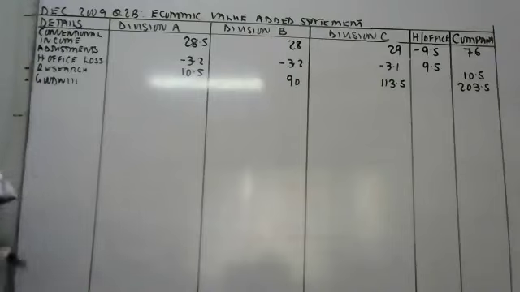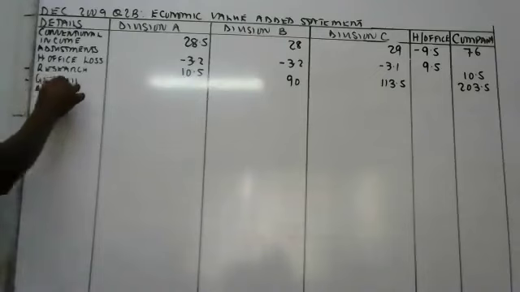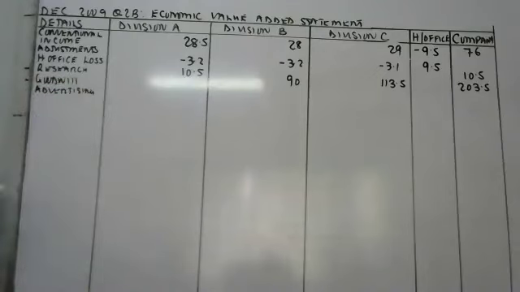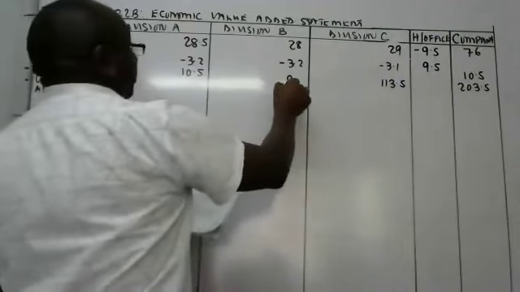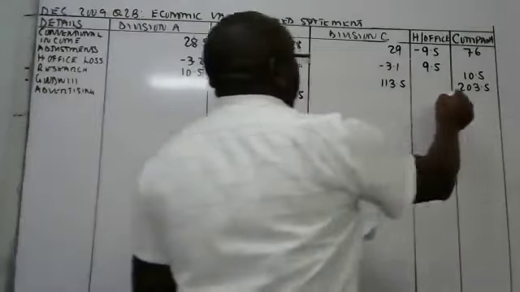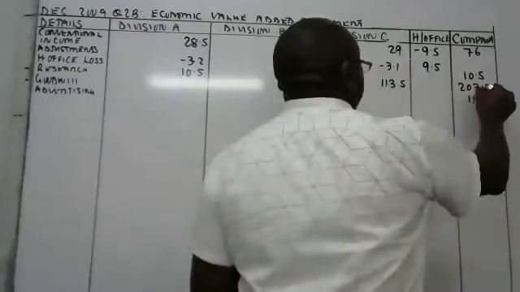Advertising should also be added back. Advertising should be added back, and it is in division B, 11.5. And then you bring it here, 11.5.